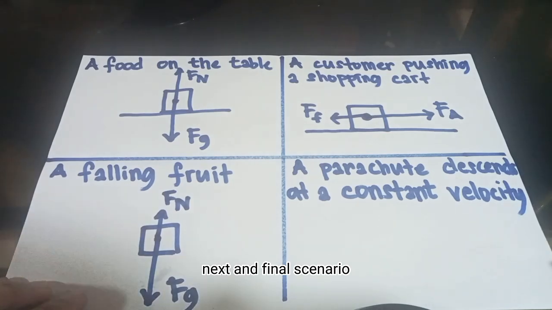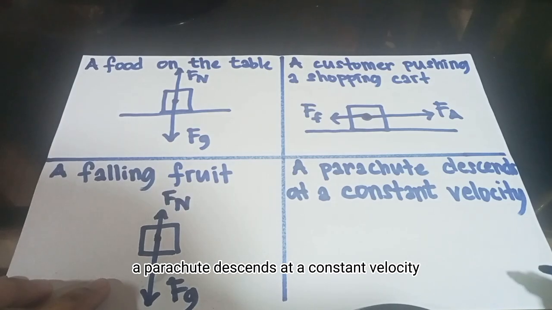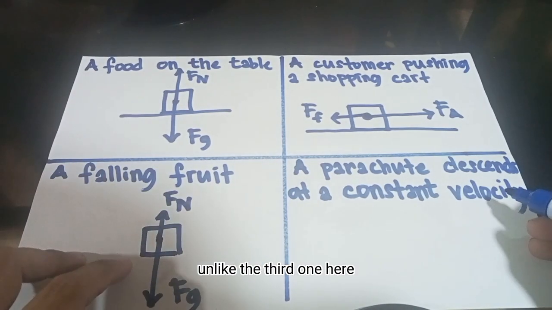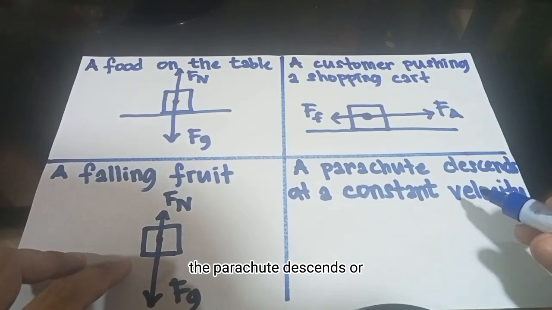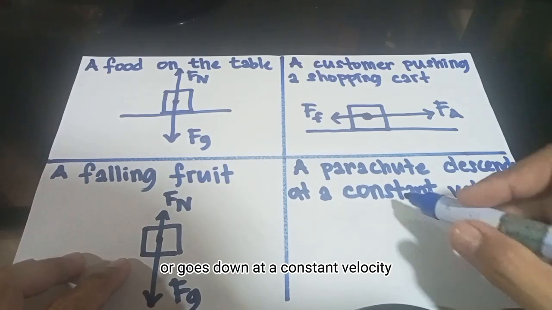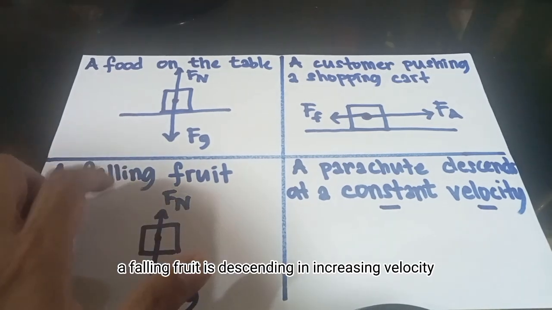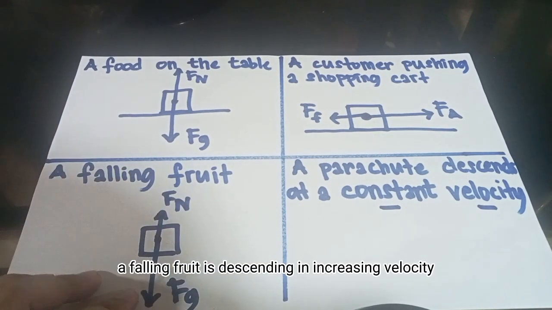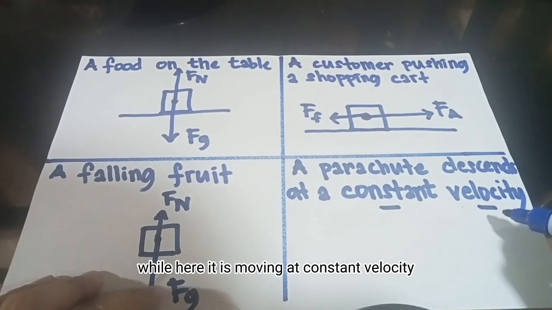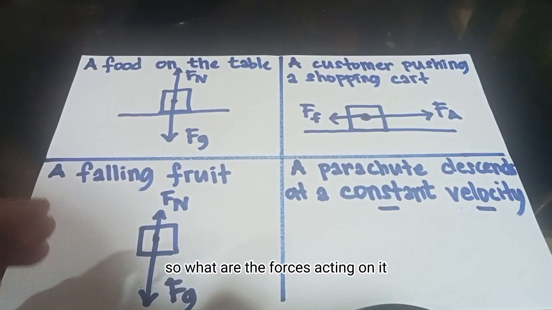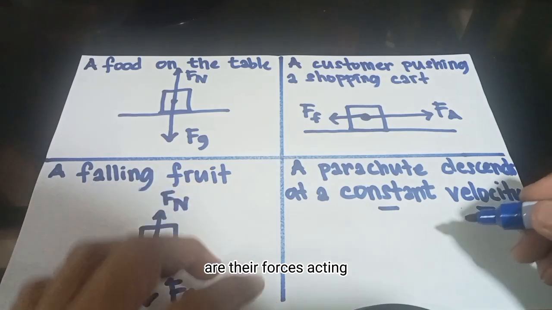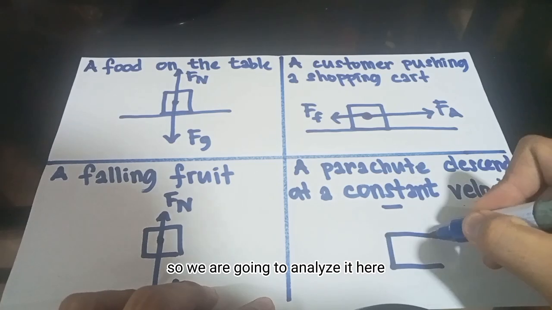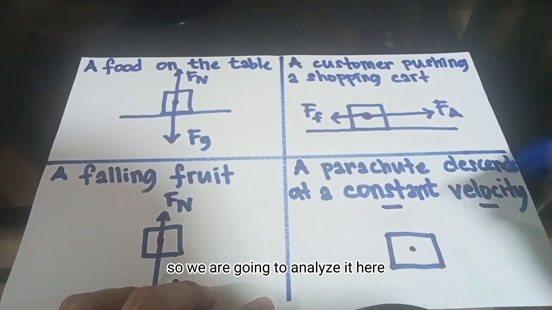Next and final scenario. A parachute descends at a constant velocity. Unlike the third one, the parachute goes down at a constant velocity. Here, a falling fruit is descending in increasing velocity, while here it is moving at constant velocity. So what are the forces acting on it? Are there forces acting on the object when it's moving at constant velocity? So we are going to analyze it here.